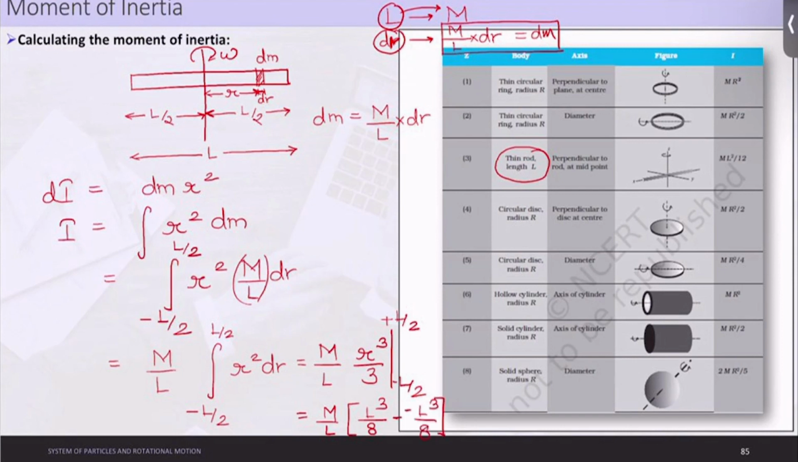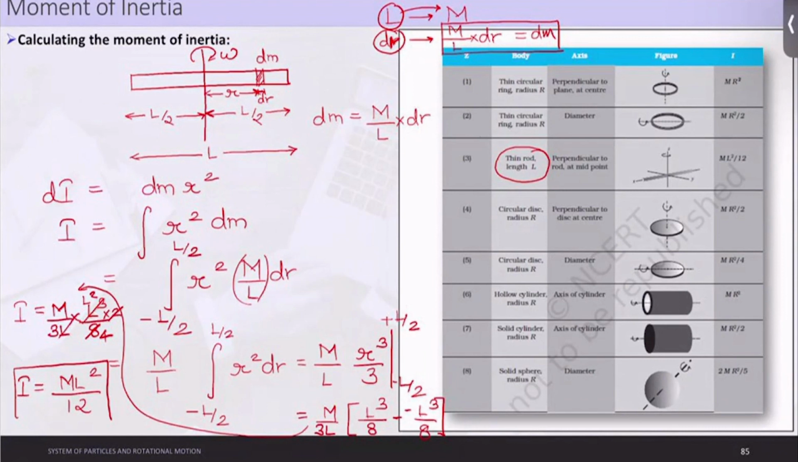If you solve this, let me solve it and write the answer here. You will get I equal to, 3 will also be here, M by 3L into L cube by 8 into 2. Correct? 2 will cancel with 4. Therefore, the final answer you obtain is ML square; L will get cancelled with this. So it's ML square by 12.